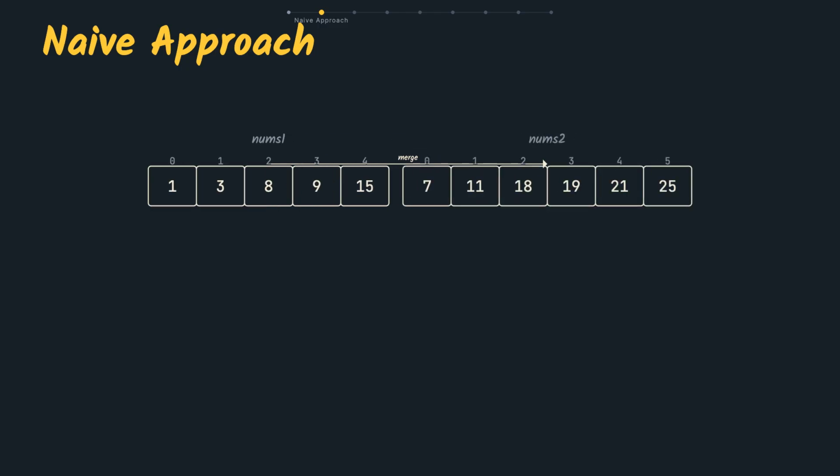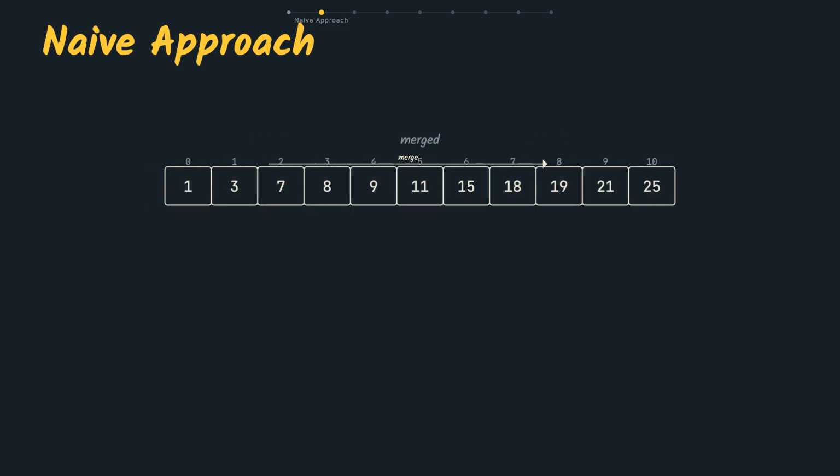First list is 1, 3, 8, 9, 15. Second is 7, 11, 18, 19, 21, 25. Walk both lists at once, always picking the smaller front value. 1, then 3, then 7, then 8, and so on. You end up with one combined list of 11 numbers, fully sorted from smallest to largest. 11 is odd, so the median is the sixth value. Count in from the start, that's 11.